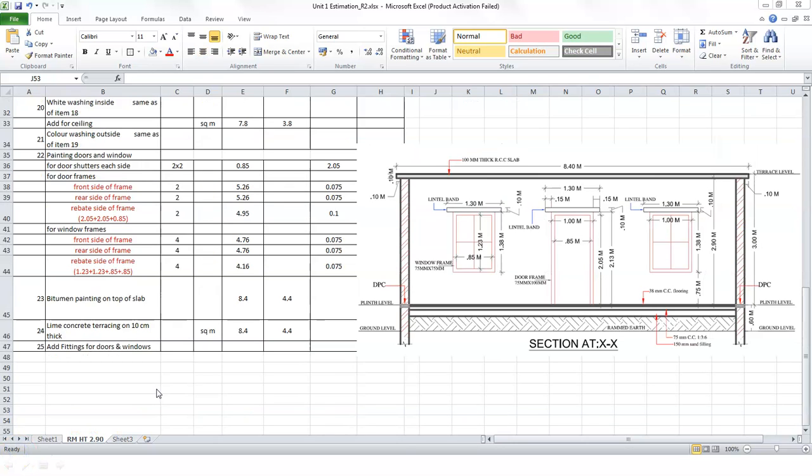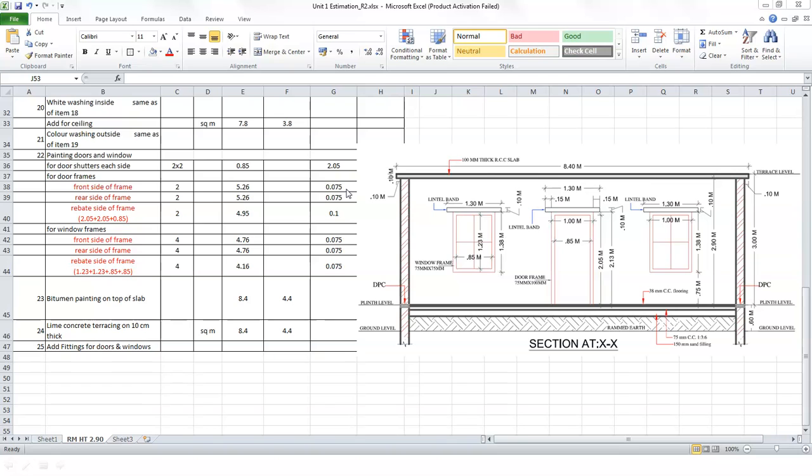Next, we look at the door frame and painting of the door frame. First of all, we look at the front side of the frame. We take the factor as 2, and then we have 5.26 as the length. How do we get that? We're talking about the outer frame. So we have 2.13 as the height, and then we have 1 meter. We add that, then we have one more height. So it becomes 2.13 plus 1 plus 2.13, and that becomes 5.26.